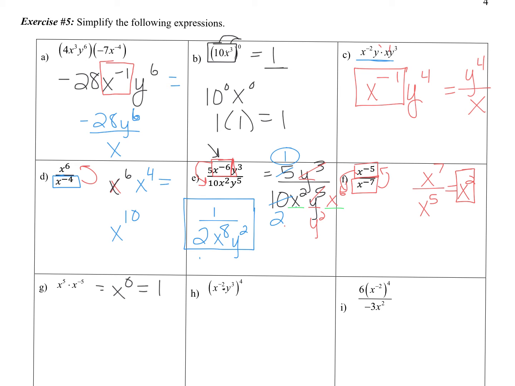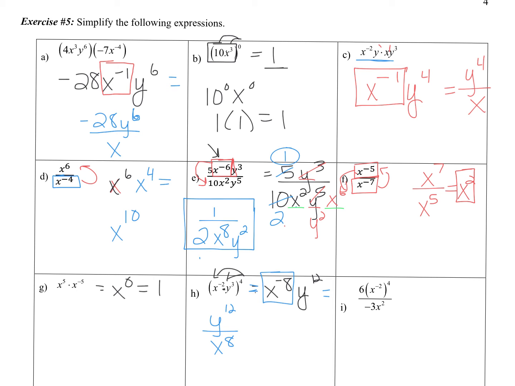The next one, we have the power rule. So I have multiplication. In the parentheses, I can distribute an exponent over multiplication. That gives me x to the negative 8th, y to the 12th. It's an equal sign. And we're going to move that to the denominator. So we have y to the 12th over x to the 8th.